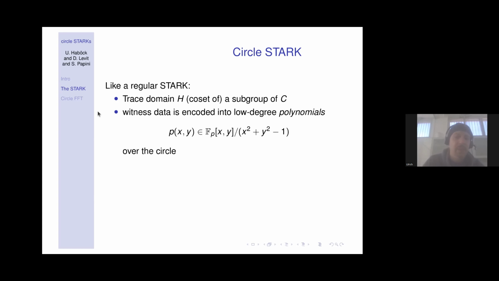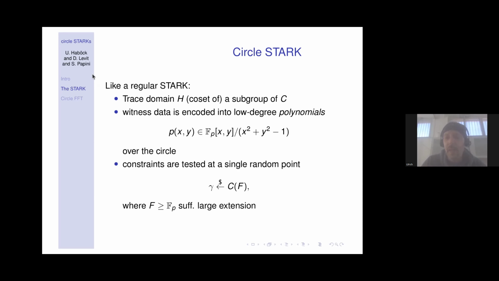Then you use the circle FFT, which I will discuss in more detail later, to encode the data you place on the trace columns. And again, that's the nice thing and the difference to the elliptic curve situation: what you obtain are polynomials again. They're bivariate, and they're over the circle depicted here. I cannot highlight on this slide, sorry. This is depicted here by the relation given by the circle: x squared plus y squared is 1. So you encode the trace columns into bivariate polynomials.